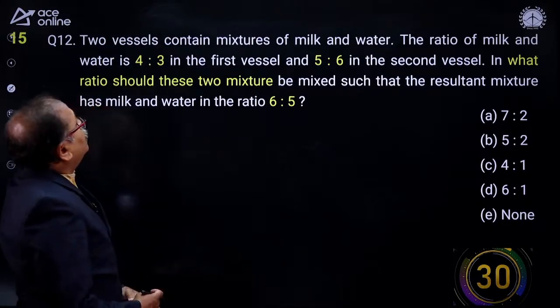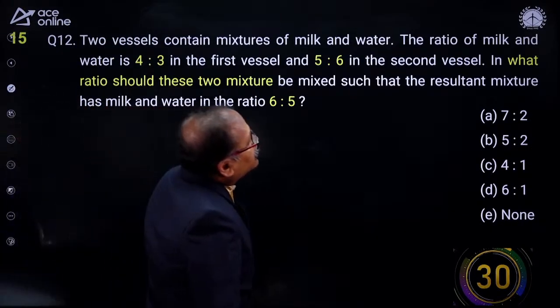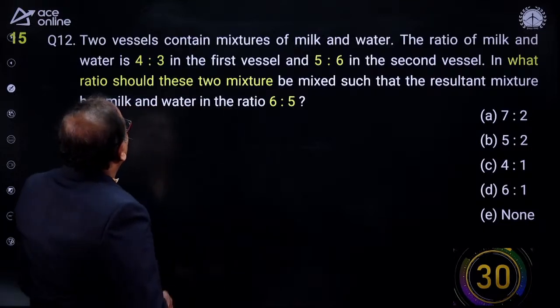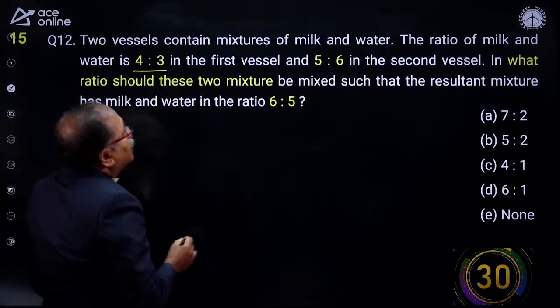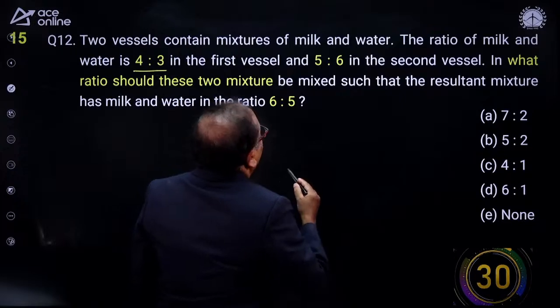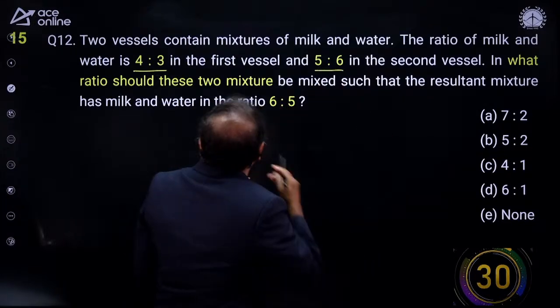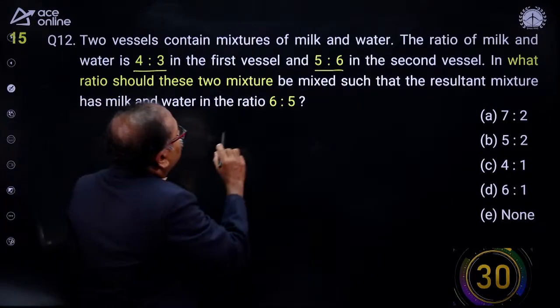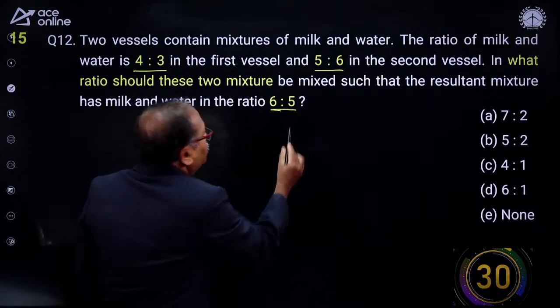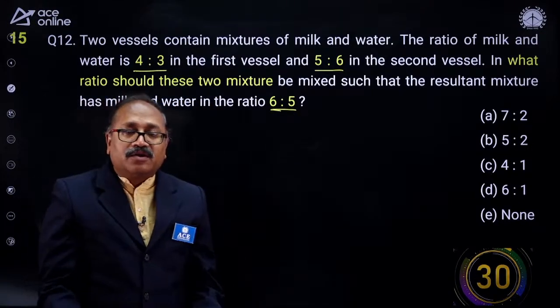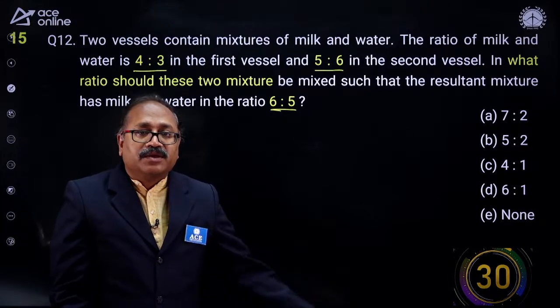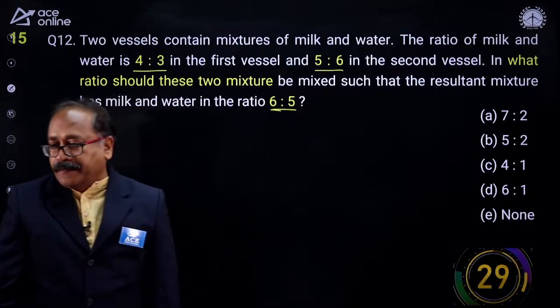Now two vessels contain a mixture of milk and water. The ratio of milk and water is 4:3 in the first vessel and 5:6 in the second vessel. In what ratio should I mix these two so that the final mixture is 6:5? A very commonly asked question in the exam. Your 30 seconds starts here.